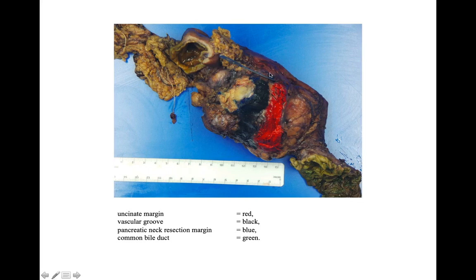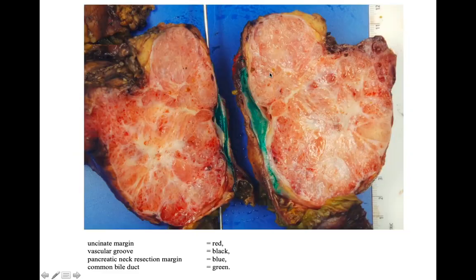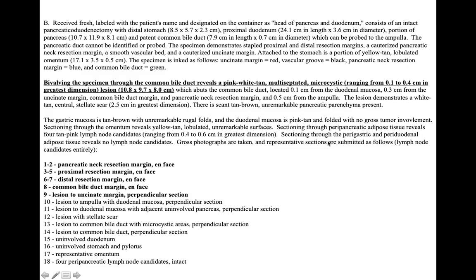I don't really see green here. It must be on the other side. When this is bivalved, you can see green is the common bile duct and the bile duct margin, and you can see there's this very serous, multiloculated cyst-like area. Sorry, not a cyst, multiloculated cystic lesion with tiny little septated areas, and there's a huge scar through the middle as well. So this was gross.